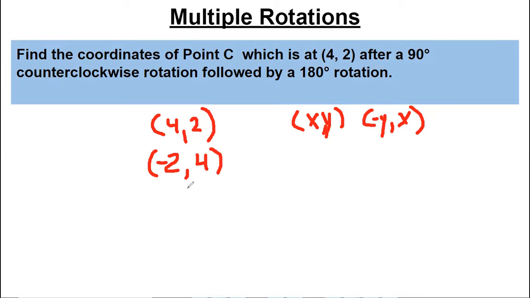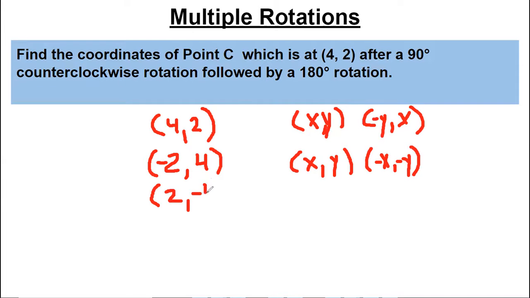Now we have to do a 180 degree rotation. The rule for a 180, X and Y don't switch places, they just switch signs. So they become the opposite of what they were. So -2 is going to become the opposite of that, +2, and +4 is going to become the opposite of that, -4. That is a rotation, 90 degrees counterclockwise, followed by a 180 degree rotation. Okay, let me just bring that up, and I'm sure it will pop up for us.